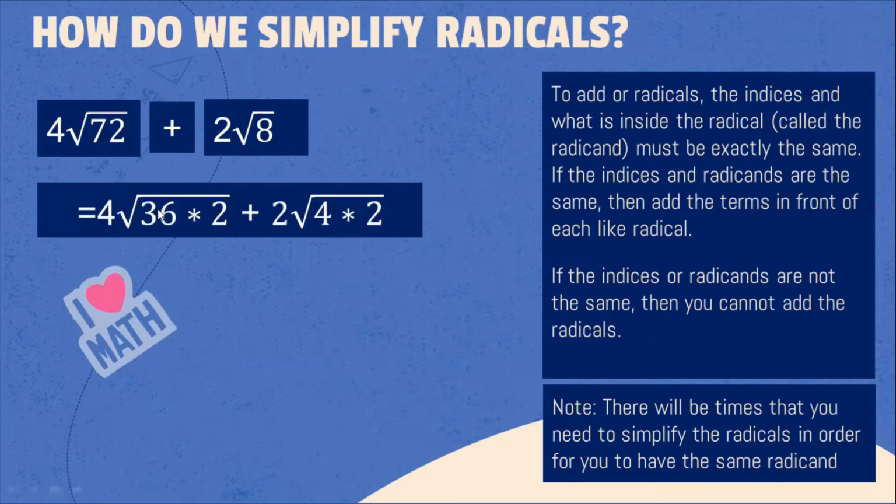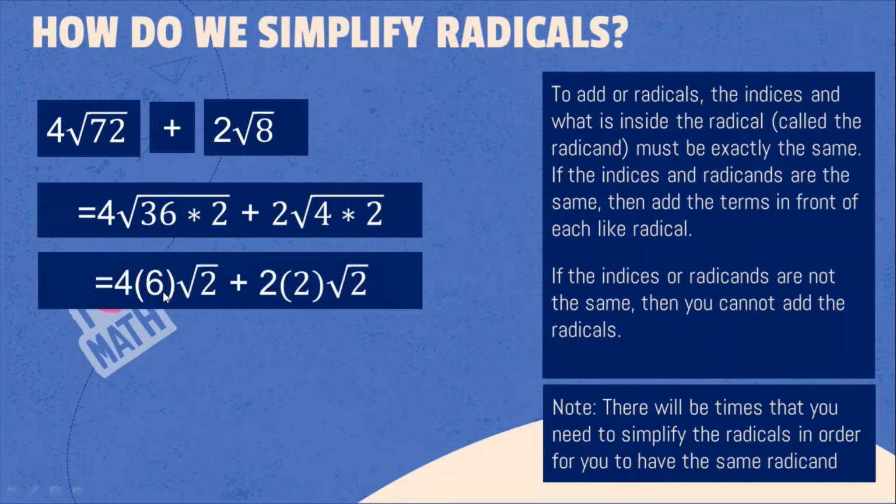It goes like this. 72 can be factored out by 36 and 2, and 36 is a perfect square. 8 can be factored out by 4 times 2, and 4 is a perfect square. What is the square root of 36? That is 6. The square root of 4 is 2.